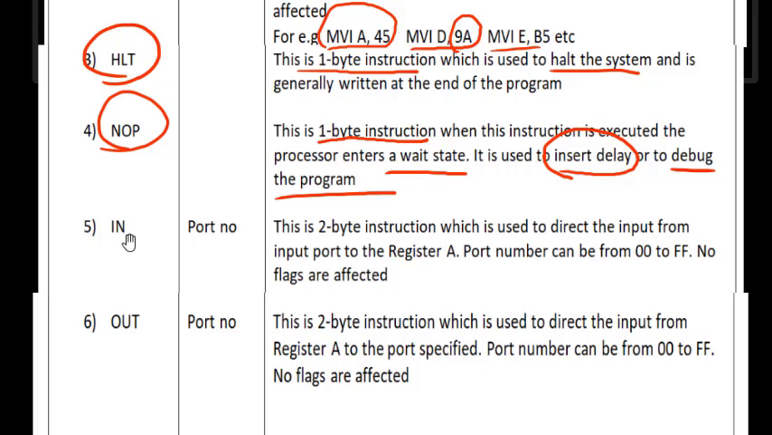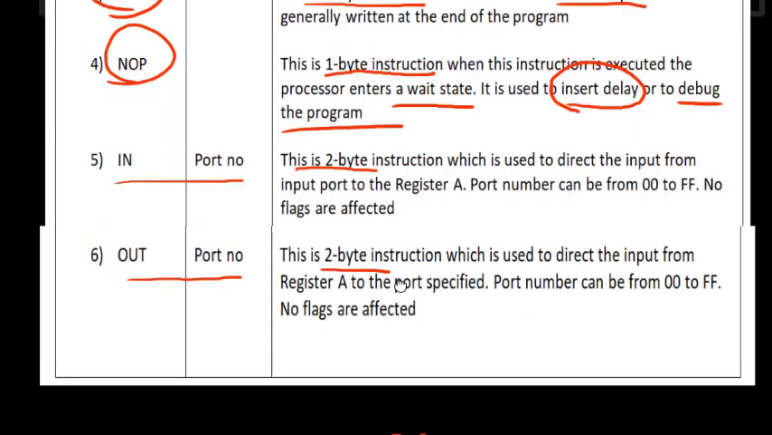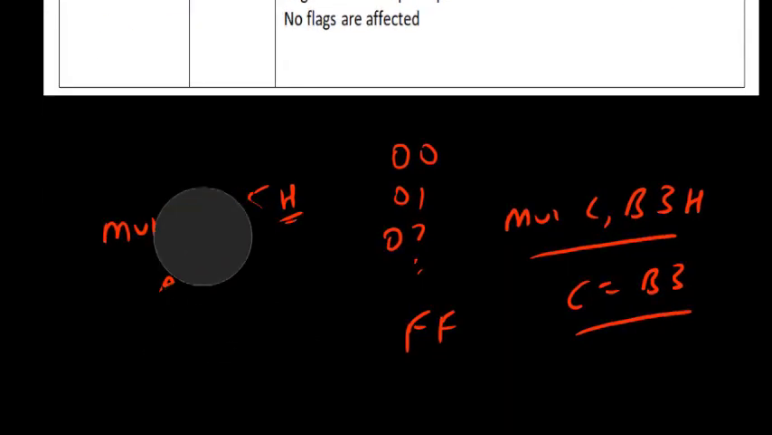And then next is IN port number, OUT port number. We have already done this in the previous lecture, but we'll repeat it again. IN is a 2 byte instruction, and OUT is also a 2 byte instruction. Let us see this with an example.